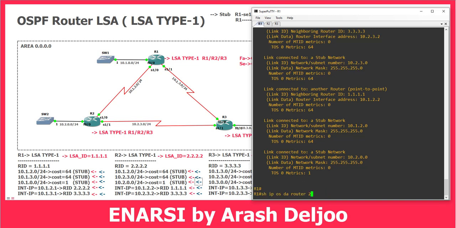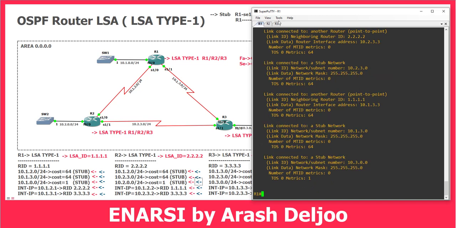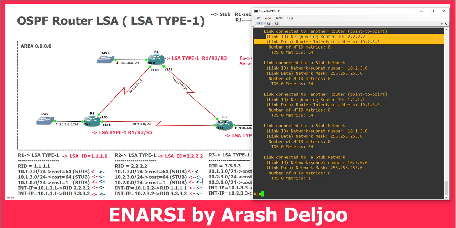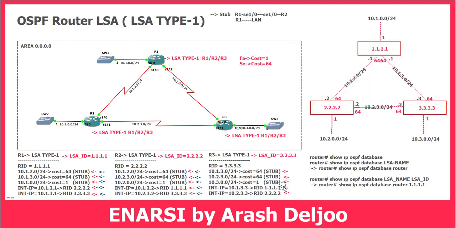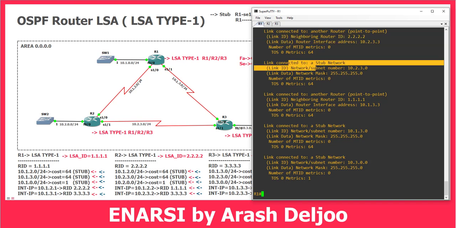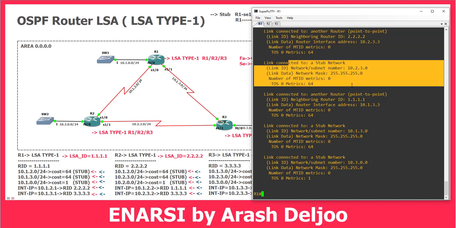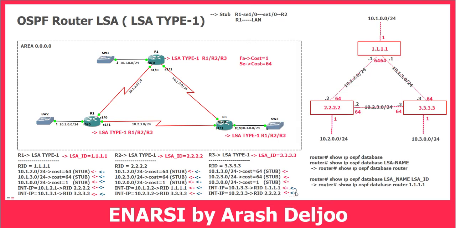router 3. Show IP OSPF database router 3.3.3.3. That's it. Look at here. Again, I have connected with 10.2.3.3 to 2.2.2.2. You can see this information here. Then I have connected to the network 10.2.30.0/24 with the cost of 64, and this is a stub network. Because of that, we have this information. 10.2.30.0/24 with the cost of 64.